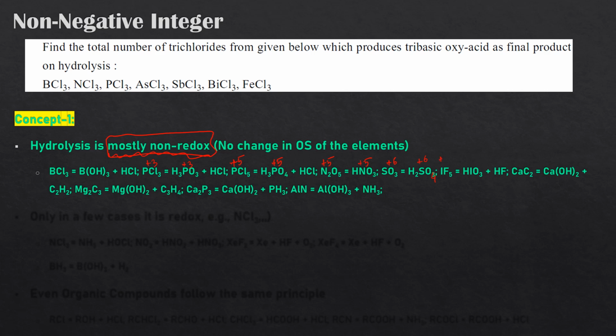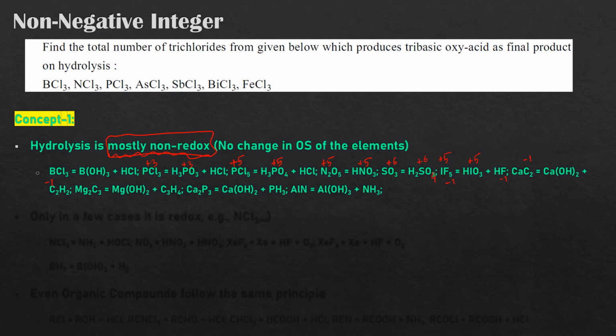IF5, iodine is in +5 oxidation state. HIO3, iodine is in +5 oxidation state, and fluorine is always -1. There is no question about that. In calcium carbide, carbon was -1 each. So in the product, we are getting acetylene. Each carbon is having -1 oxidation state.